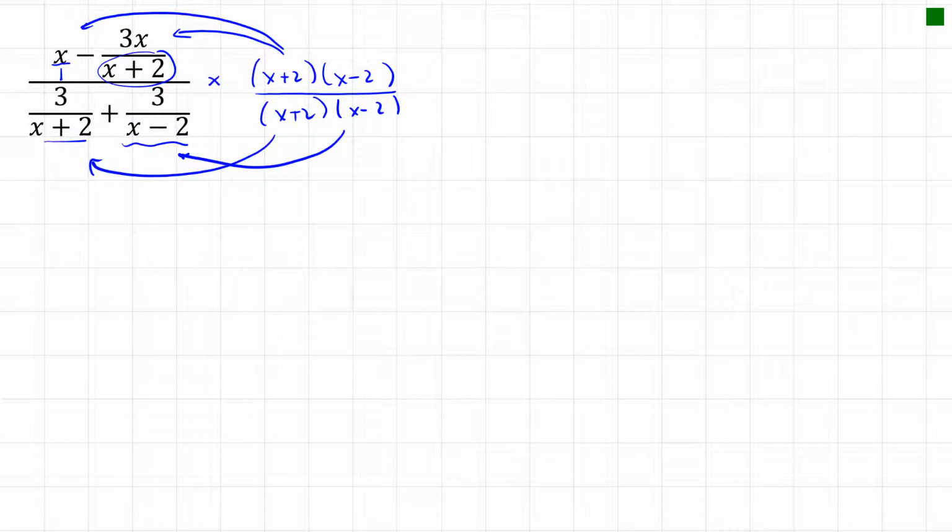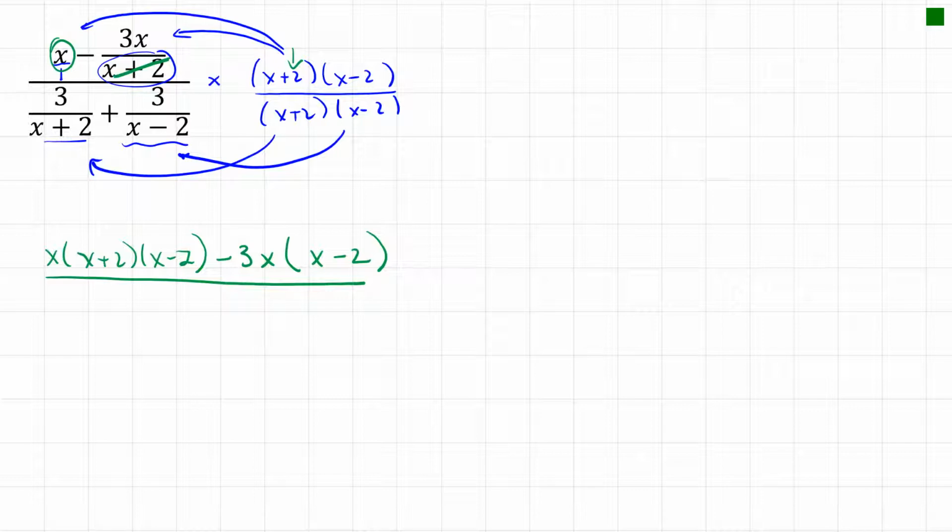In the first multiplication, this x times x plus 2 times x minus 2, nothing cancels because there's no denominator on that first term. Here the x plus 2 is going to cancel with this x plus 2 right here, and that leaves us with the negative 3x times x minus 2.